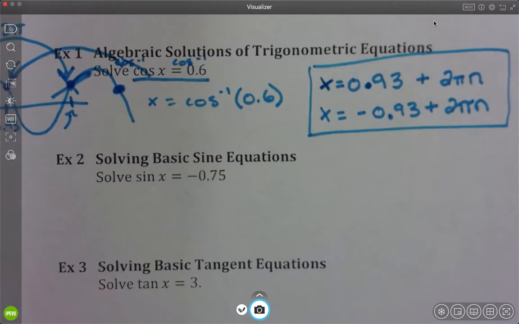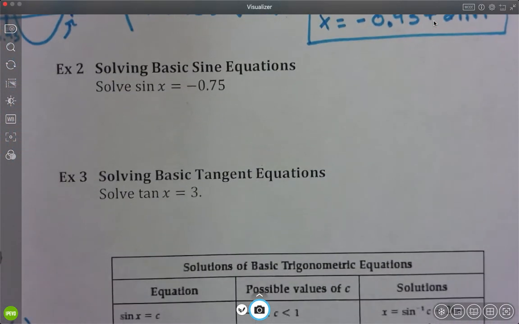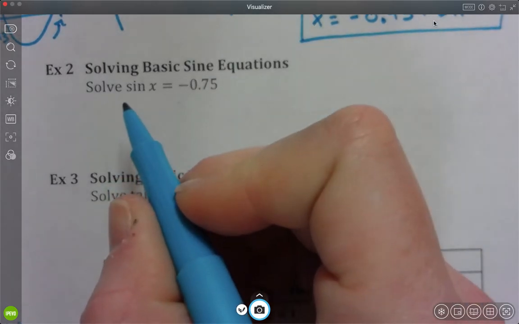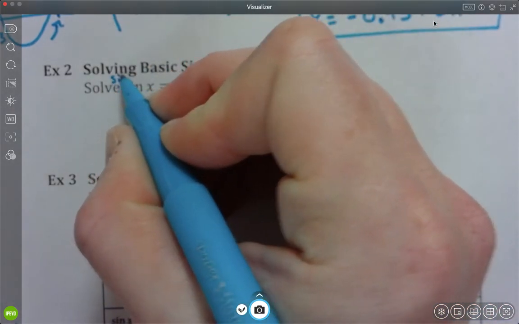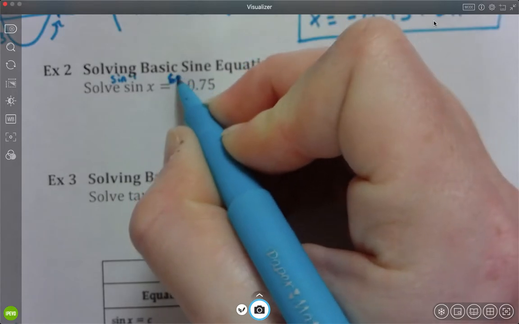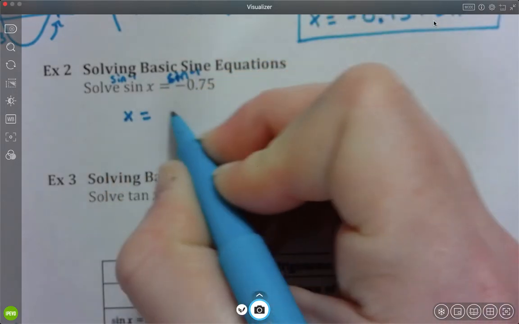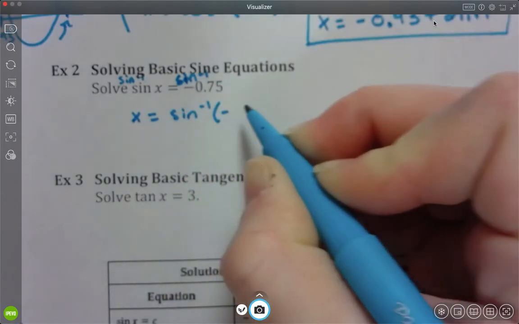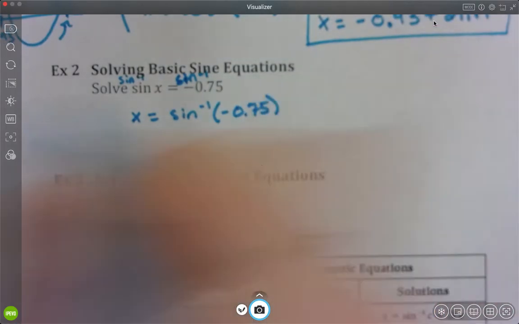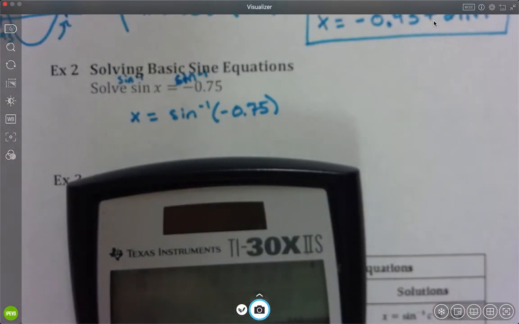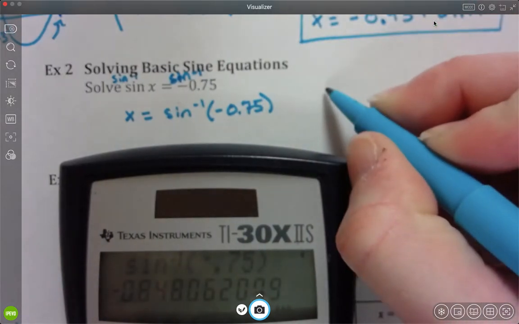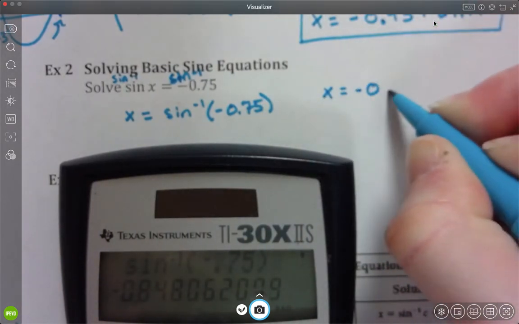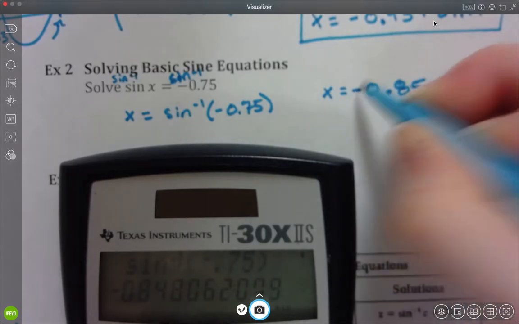All right, now sine, solving basic equations for sine. So we're going to end up finding both of the solutions, and we're trying to see where he touches negative 0.75. So we would again do the inverse sine to find the first solution. So we would say x equals inverse sine of negative 0.75, and I want to find that on my calculator, and I'm still going to be in radians. So I'm going to do inverse sine of negative 0.75, and I get x equals negative 0.85 is what I'm going to get for my inverse sine.